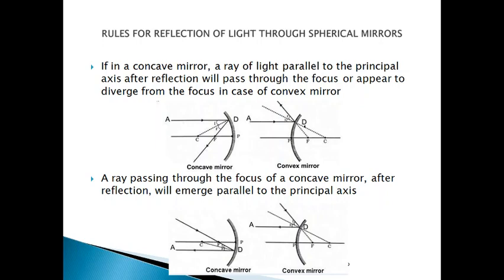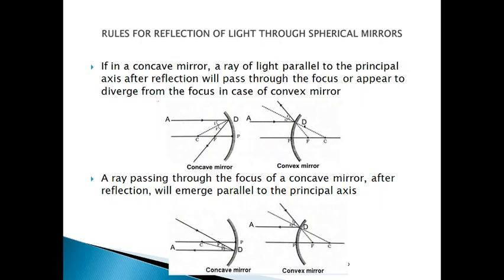Let me find out in the book. Okay, a ray of light which is parallel to the principal axis of the concave mirror passes through the focus after reflection from the mirror. It is reflected here, and while reflection, it passes through the focus. This is the first rule.